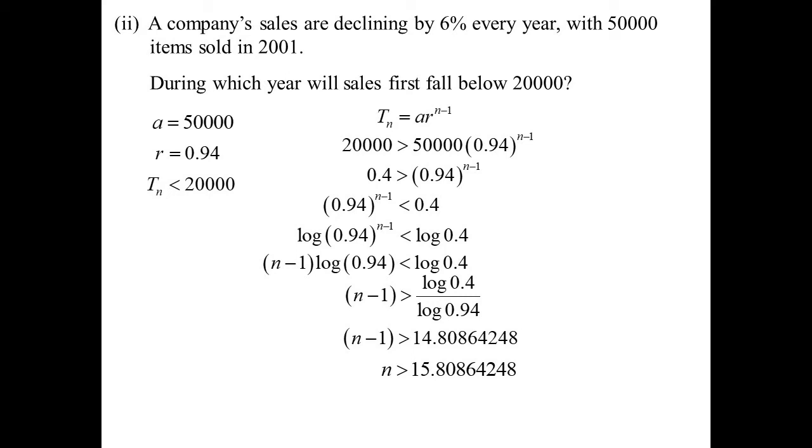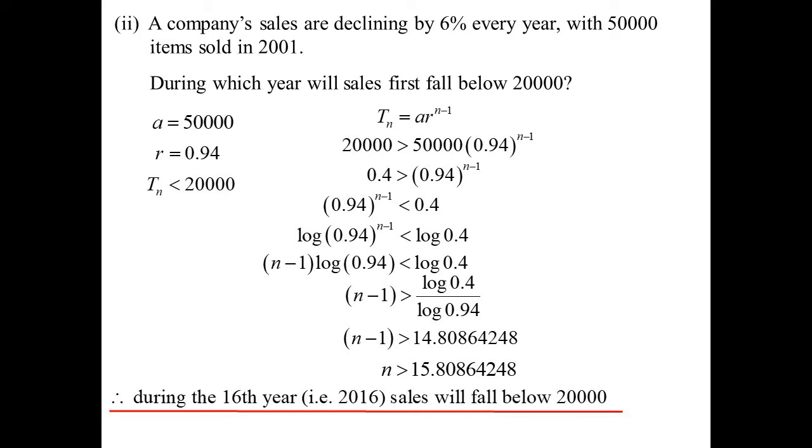Oh, no, it's not, because we've got to add 1 to both sides. First whole number bigger than that is 16. So 16th year, 2016, sales fall below.